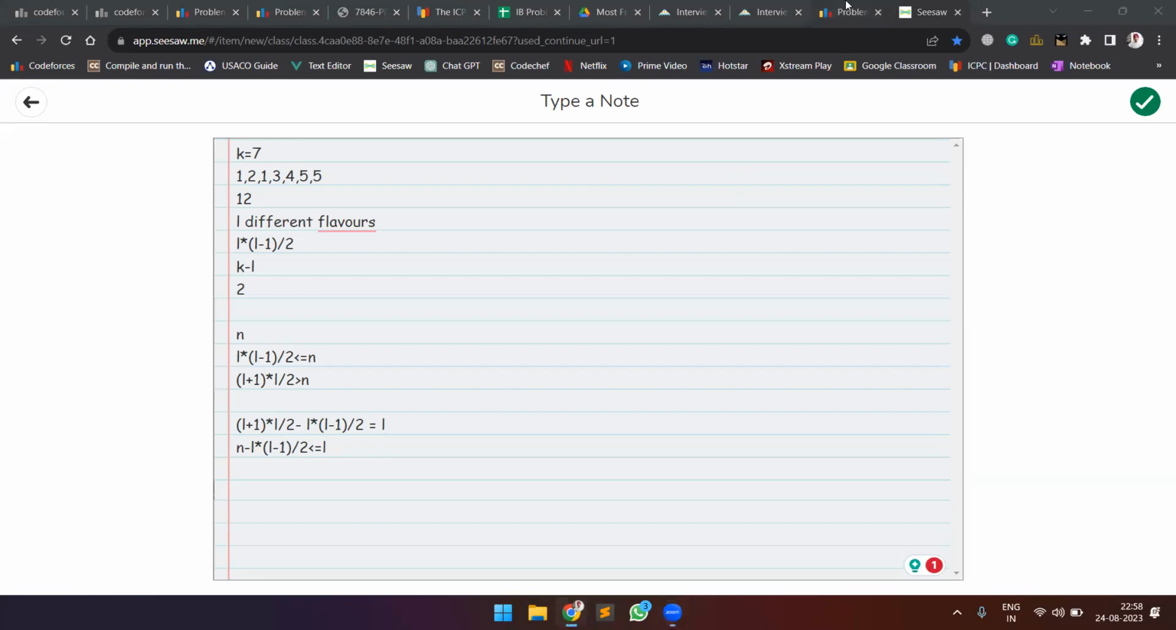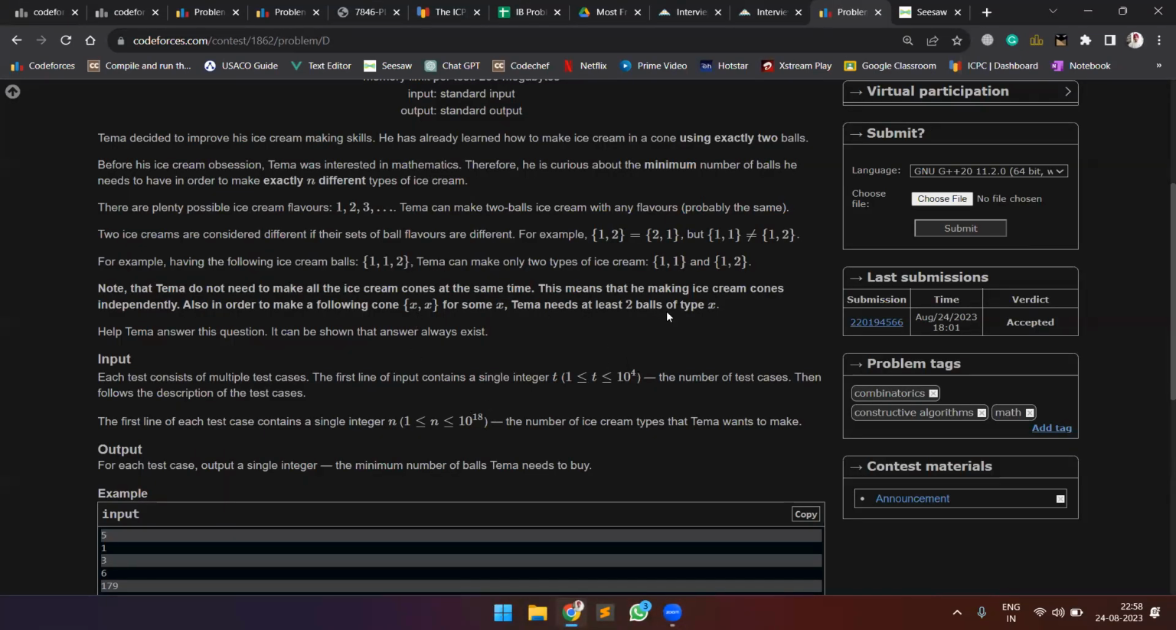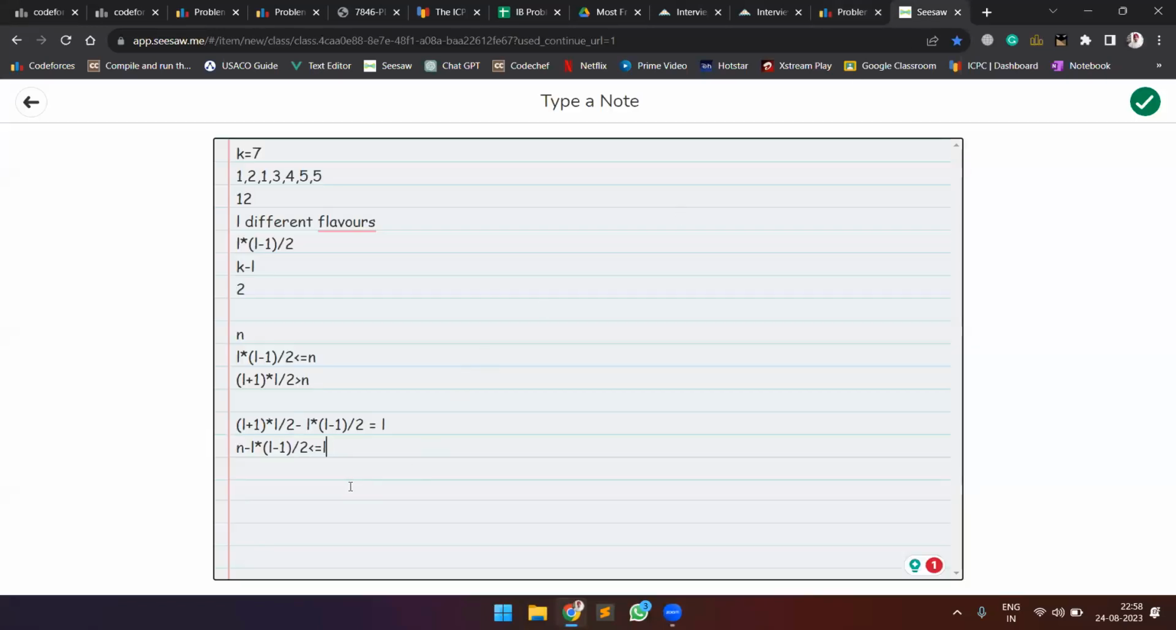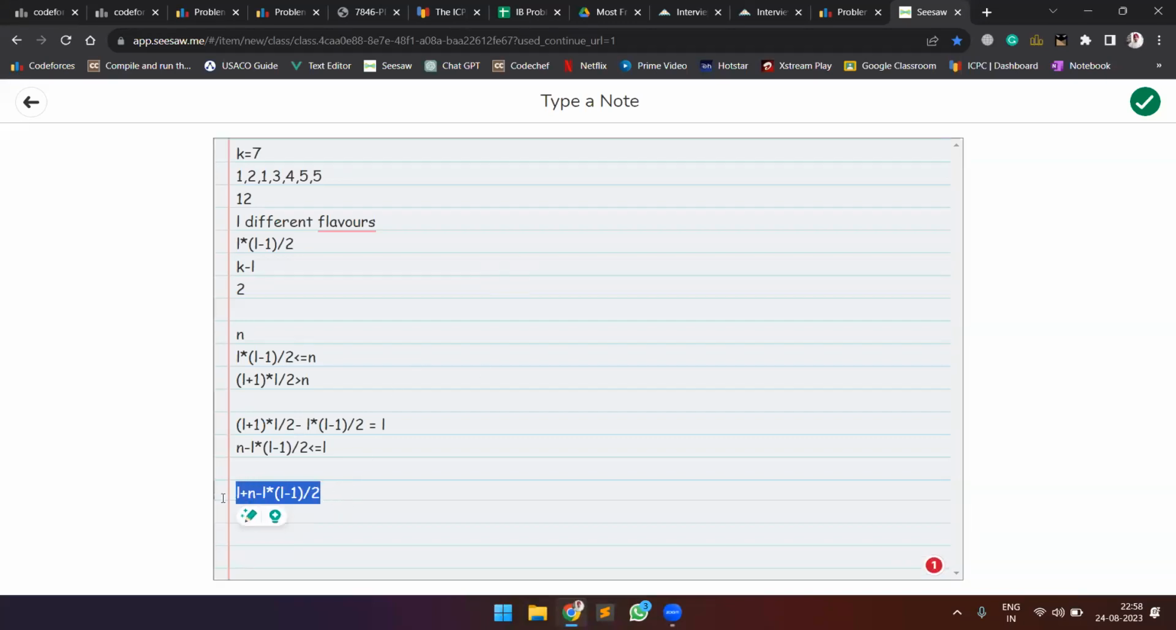Basically, if you read the question, they have said that it is always possible to make the answer as n. So yeah, here it is always possible to make the answer as n, because we can add at least L more pairs. So when we have found this L, the answer is basically L plus n minus L into L minus 1 by 2. This is the answer to this question. Simple as that. So we just need to find this L so that it is less than equal to n. So how can we do it?